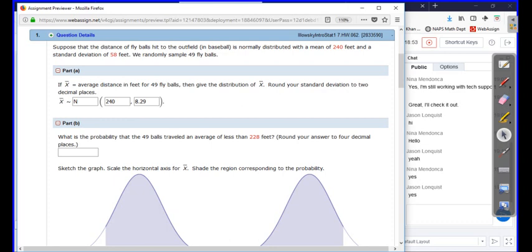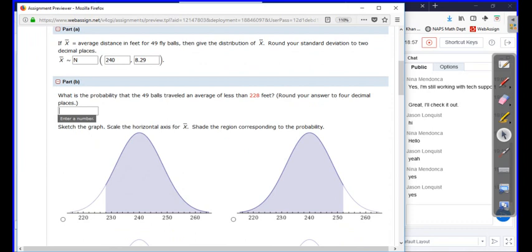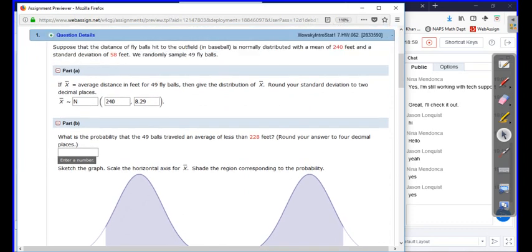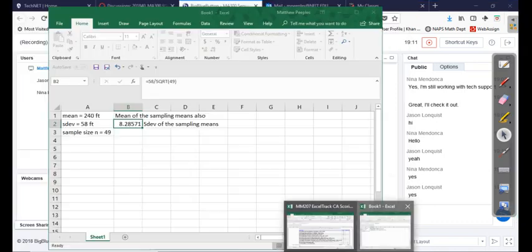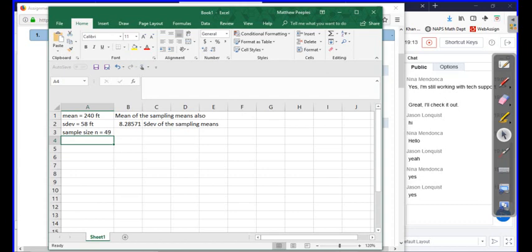Now let's see if we can use this for some probabilities, right? This question is asking us, well, what is the probability that 49 balls travel an average of less than 228 feet? Well, okay. So let's see what that means to us. What we want is the probability that our X bar, that's our mean, so if we took a sample of 49 balls, we're saying, well, what's the probability that that sample mean is less than 228 feet?